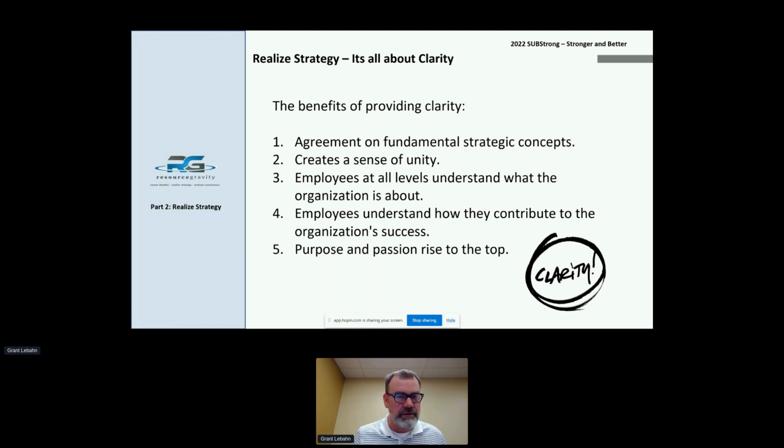If you give clarity to strategy, purpose and passion will rise to the top because people get on and start rowing in the same direction. So the goal of strategy is to get everybody going in the same direction, and the benefit is that people's purpose and passion rise out of strategy because they see where they're going. All of a sudden, I know where I'm going, I'm on board, my role is on this strategy, and boom, I have it, and it starts happening. And so that's the clarity part of it.